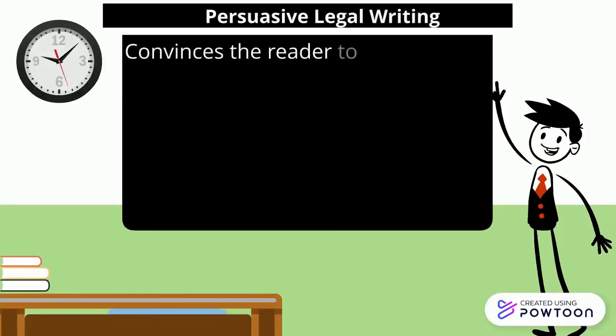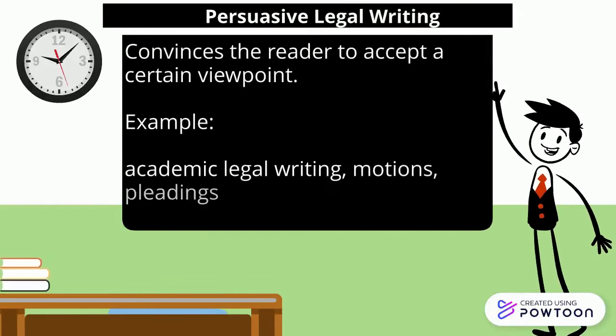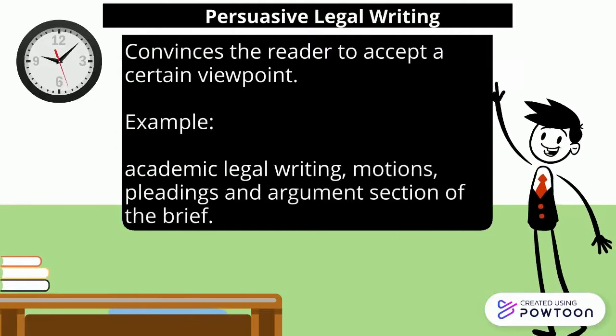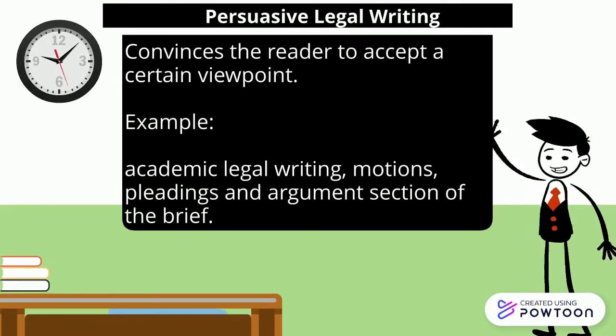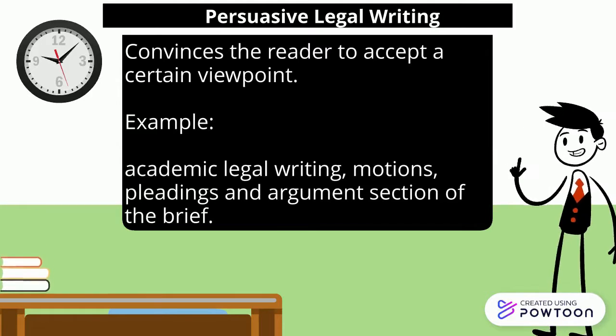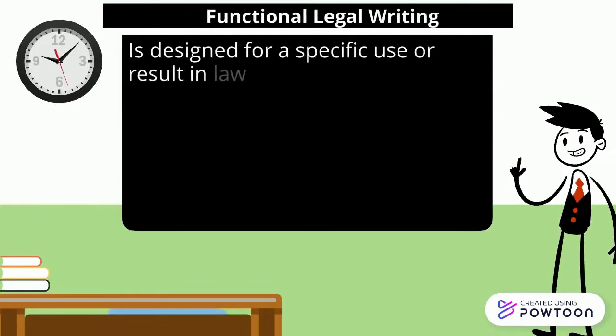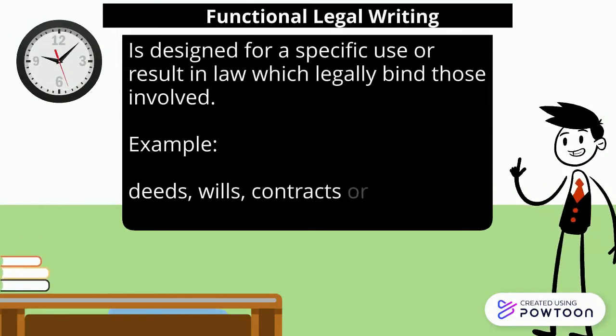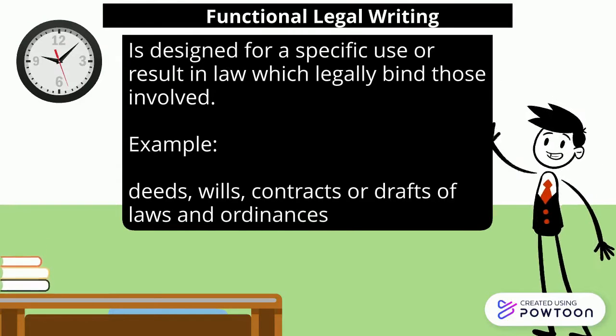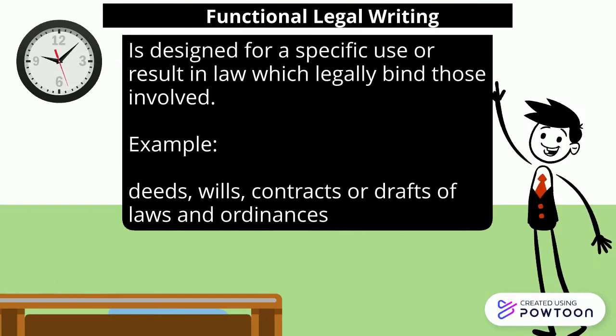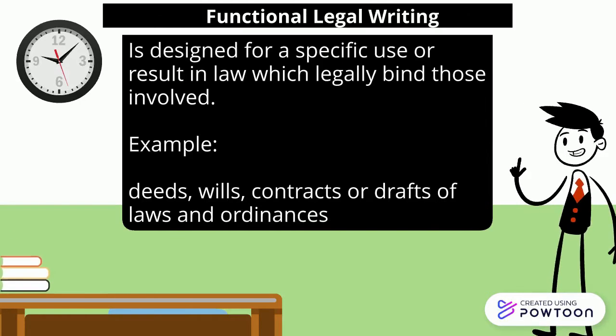Persuasive legal writing convinces the reader to accept a certain viewpoint. Example, academic legal writing, motions, pleadings, and argument section of the brief. Functional legal writing is designed for a specific use or result in law which legally bind those involved. Example, deeds, wills, contracts, or drafts of laws and ordinances.